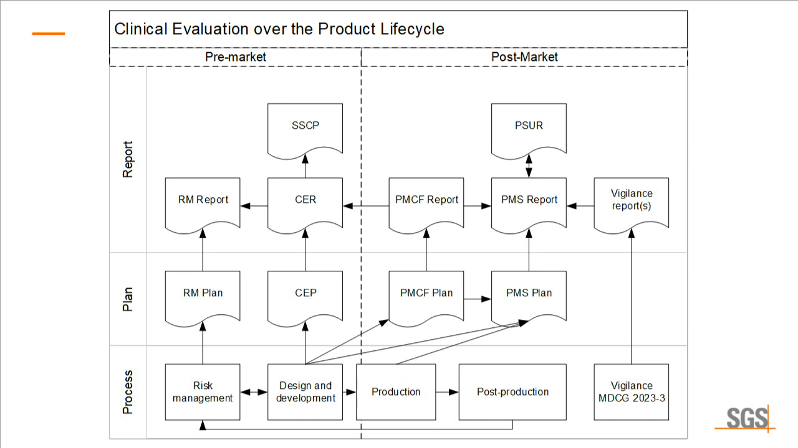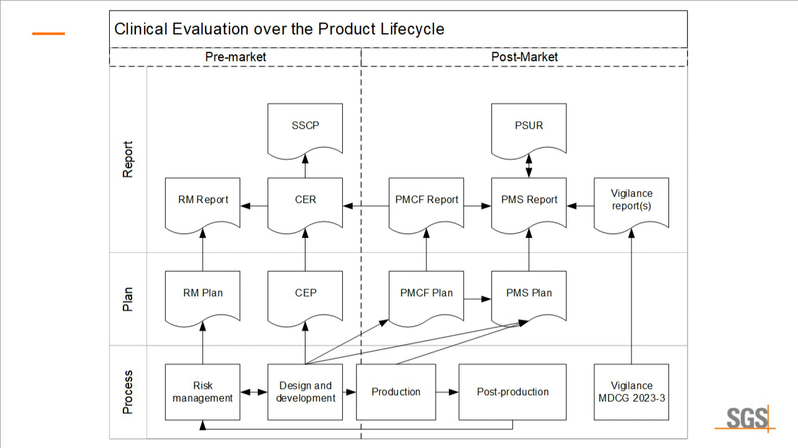Then when you go into the post-market phase, so this happens pre-market. When you have the post-market phase, you will look at the production process, post-production process, and that will all have a feedback back to risk management, and that in turn will impact revised design and development. So for example, design changes. From this stage, these will feed into the post-market clinical follow-up plan. I'm going to talk about how that concept has changed. Post-market surveillance plan. And then these will result in some deliverables. So you will have the post-market clinical follow-up report, post-market surveillance report.